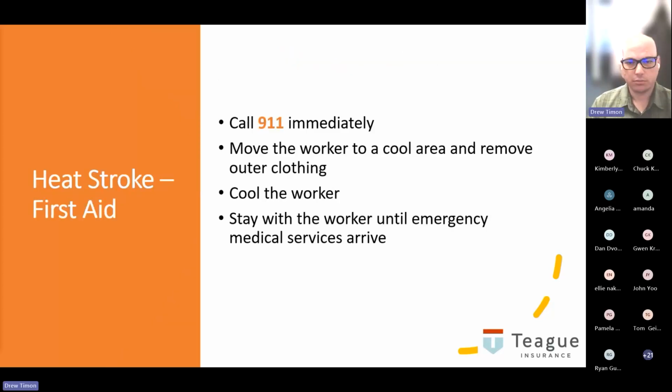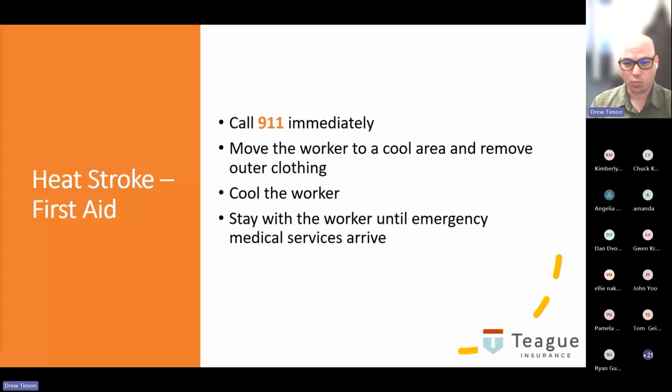So what do we do in this situation? Well, first off, call 911 immediately. Implement your emergency action plan. Make sure that we're guiding rescuers in to where the employee is. Try to move them to a cool area and remove outer clothing. Cool the worker. We can do this by using cold packs.